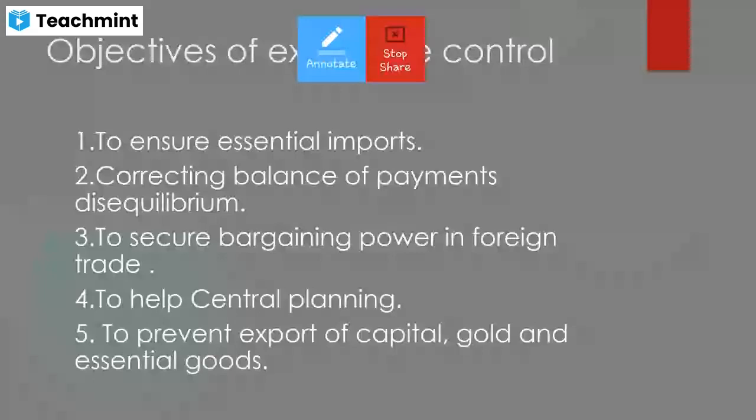Any country of the world has its own economic planning, not only India but any other country of the world. And exchange control definitely helps for what? The central planning system. Then another one, to prevent export of capital, gold and essential goods. This is a very important point. Take for example, if the government fails to put restrictions on the exports of the country, then definitely export industries will export almost all goods to foreign countries to earn more foreign currency.